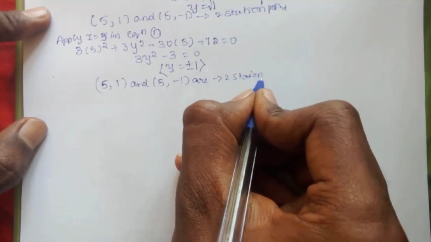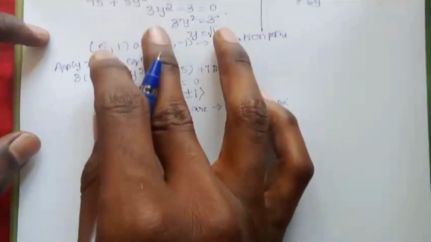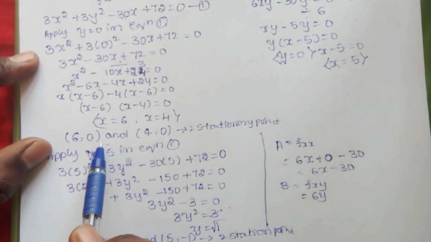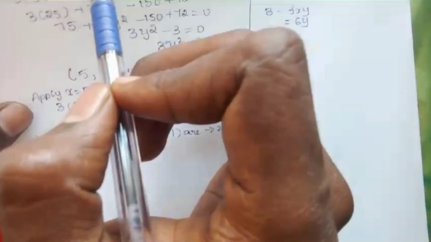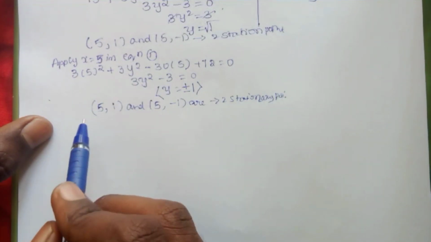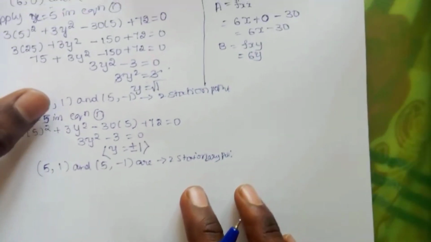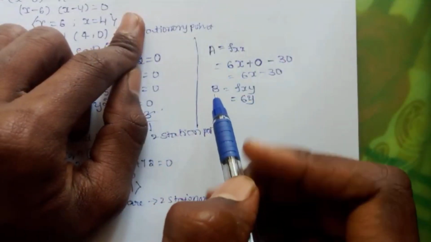What are the four stationary points? When we applied y is equal to 0, we get two stationary points, 6 comma 0 and 4 comma 0. When we apply x is equal to 5, we get another two stationary points, that is 5 comma 1 and 5 comma minus 1. Then after getting those, we need to find a, b and c.